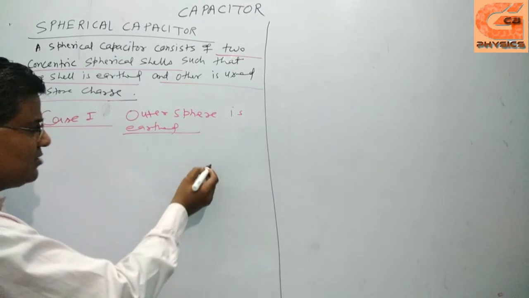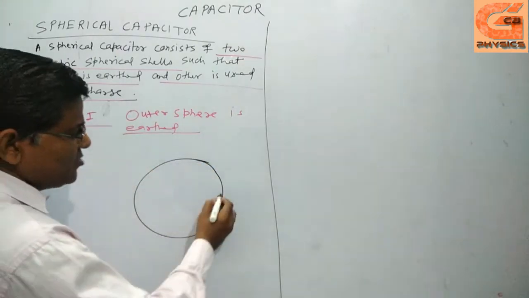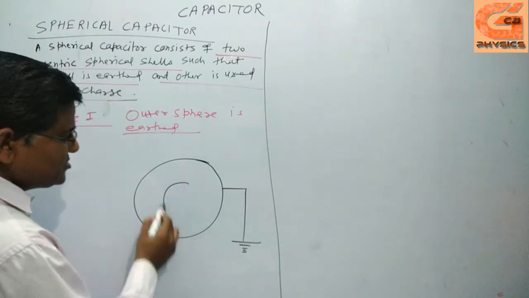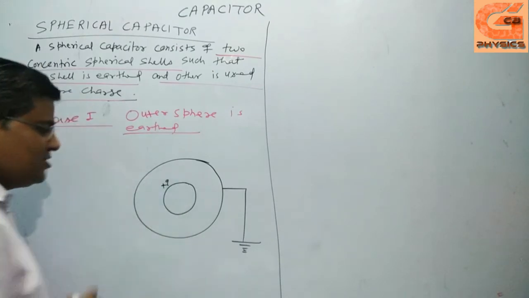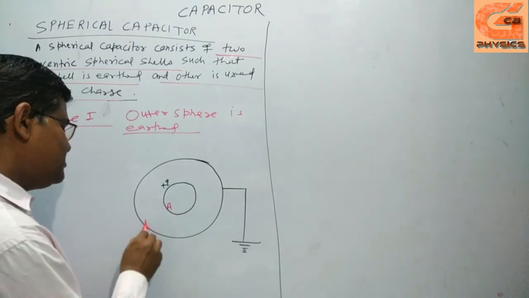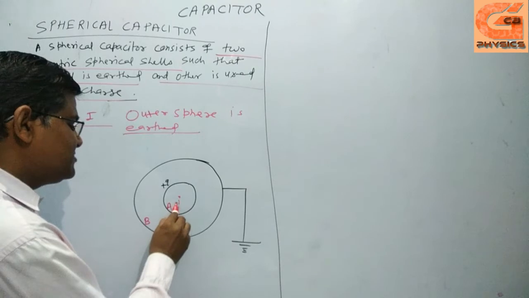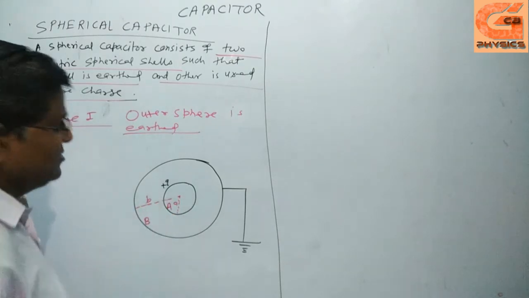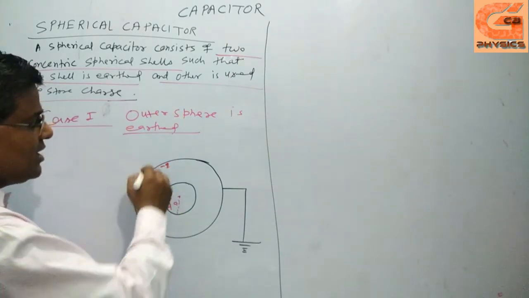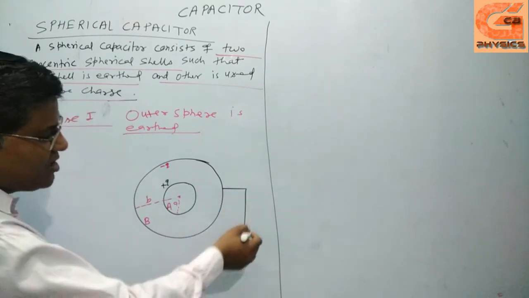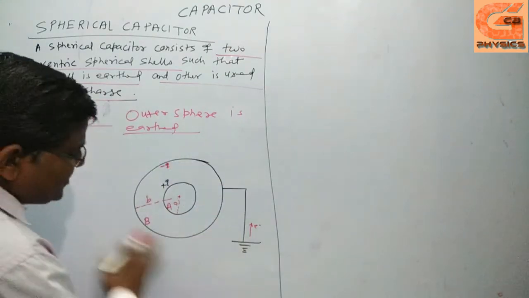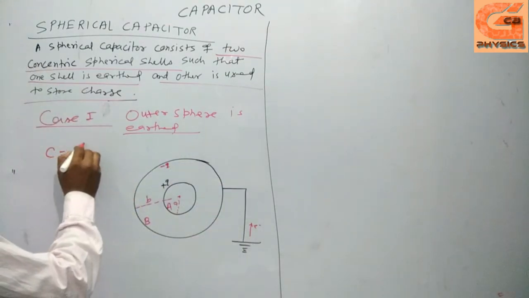Here we are earthing the outer one, meaning there is a sphere and we have earthed its outer body. And on the inner sphere we give some charge. Simply, let us name them: this one is A, this one is B, and the radius of this is a and the radius of B is b. Okay, big sphere, and the induced charge is minus Q, and all the positive charge is neutralized by moving electrons from the earth. Now, for finding the capacitance of this capacitor, we use C equal to Q by V.